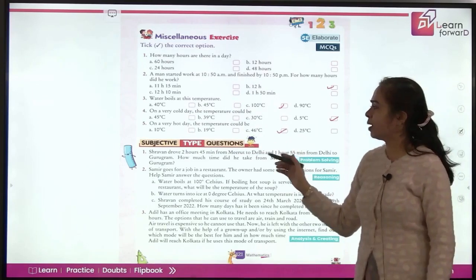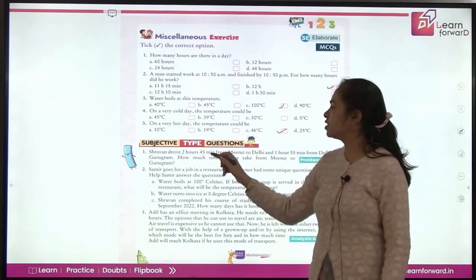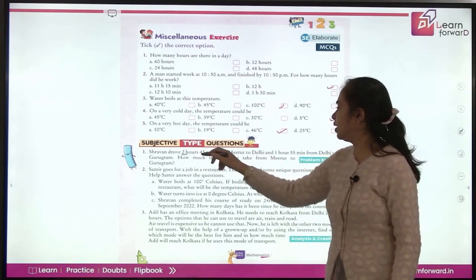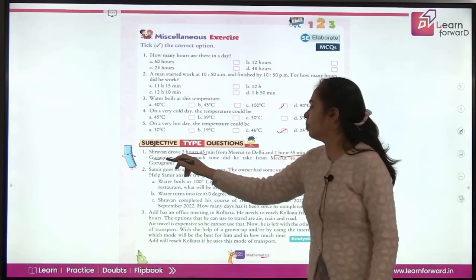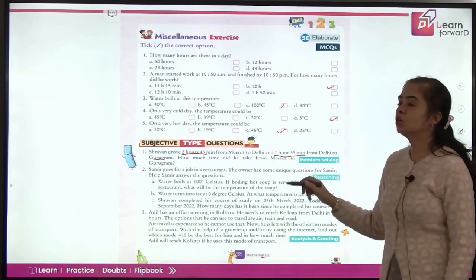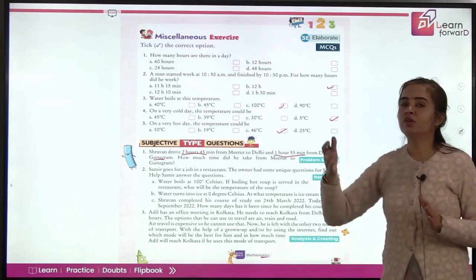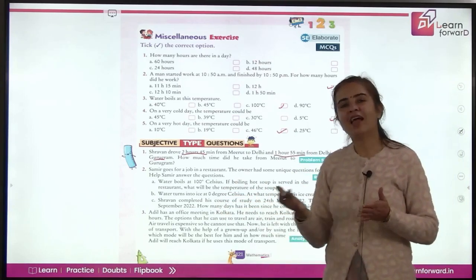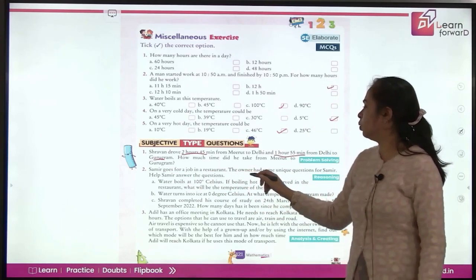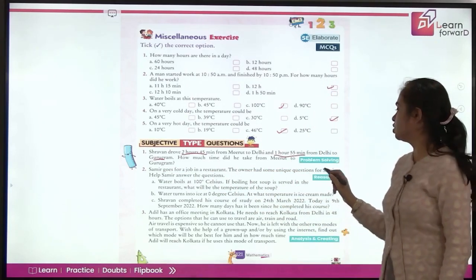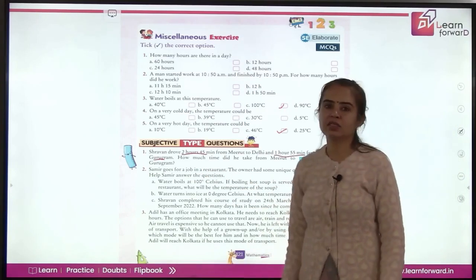Now, subjective type questions for you. Shravan drove 2 hours 45 minutes from Meerut to Delhi and 1 hour 55 minutes from Delhi to Gurugram. How much time did he take from Meerut to Gurugram? So, you have two pieces, just add them up. Sameer goes for a job in a restaurant. The owner had some unique questions for Sameer. Help Sameer answer the questions.